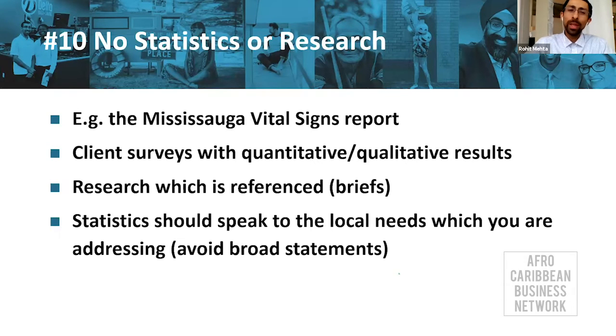So one area where you can find some information is the Vital Signs report. I give the example of Mississauga Vital Signs. And this is put out by community foundations all across the country. So they are a fairly large funder. So I recommend reading those because they have some good information and statistics that can really support your funding applications.